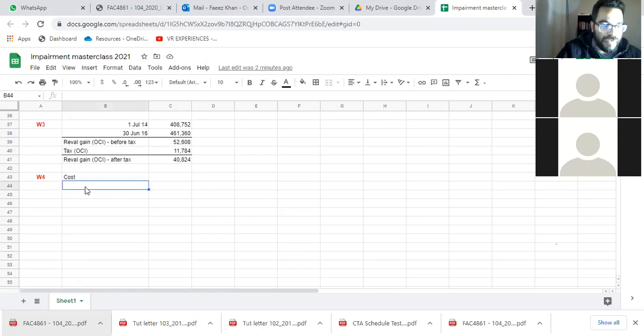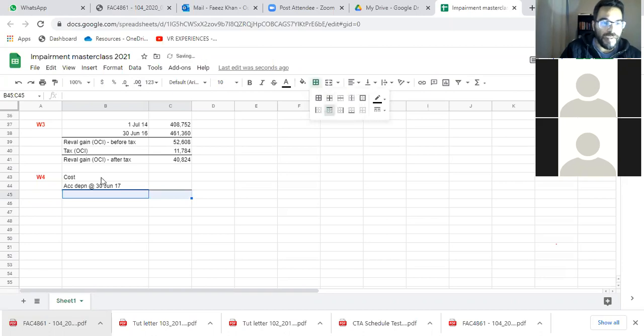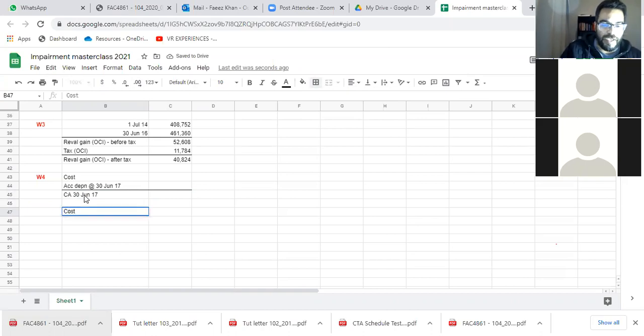Okay, so now we're gonna have accumulated depreciation at 30th June 17. That is going to give me the carrying amount at 30th June 2017. That's what I want. But now I need to work out cost price. So remember, cost is going to be made up of purchase price, delivery, and professional fees, pro fees.